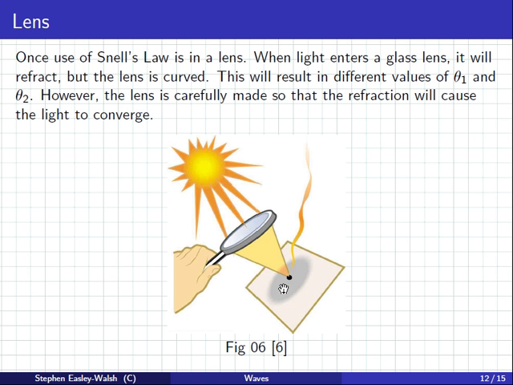So in the exam, if they say for 1 mark, what is one use of Snell's law or refraction? One use of refraction is it can make a lens. So what I'd like you to do is write that sentence down: one application of Snell's law is in making lenses.